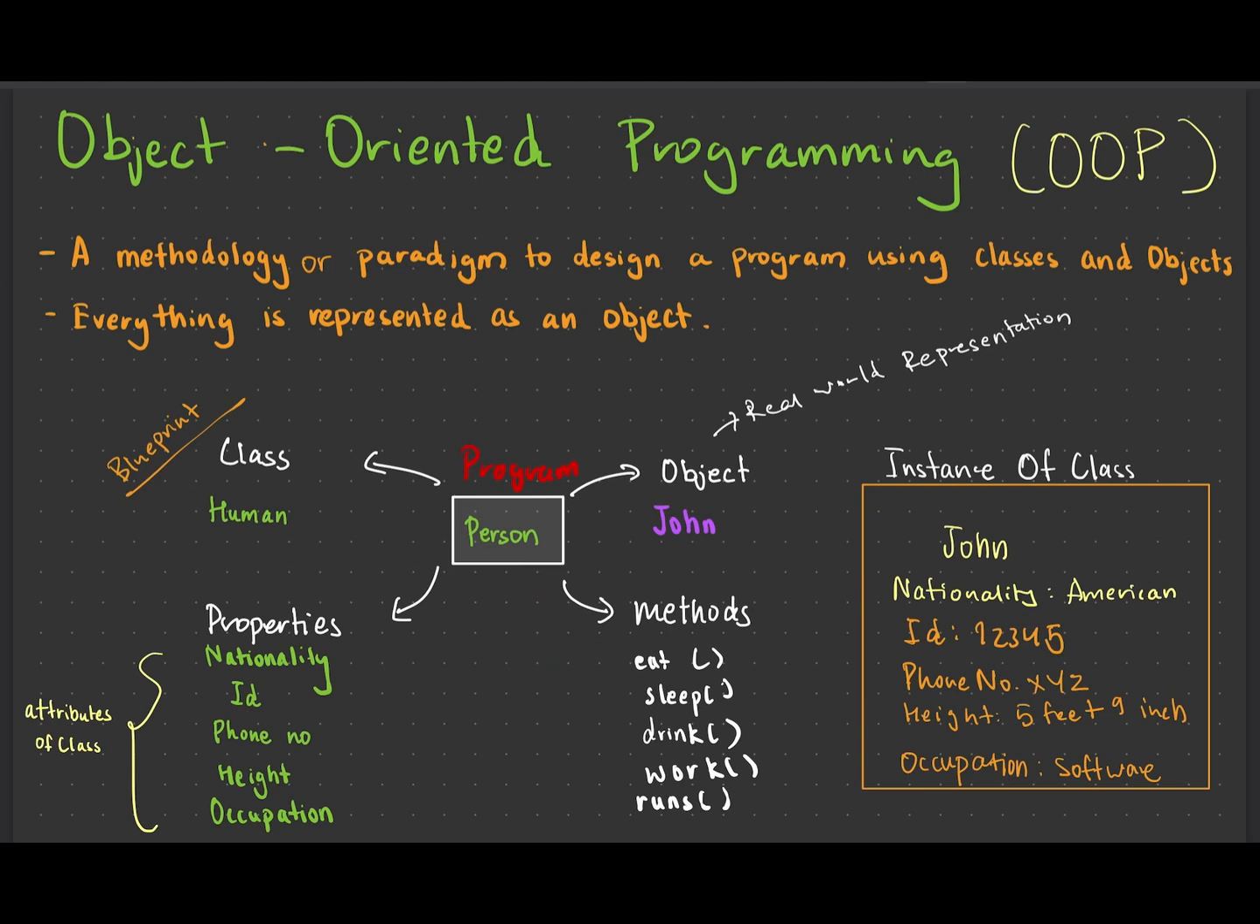So what is an object? An object is an instance of a class. While the class is a blueprint, the object is the actual thing based on the blueprint. For example, let's take the human class we just talked about. If we create an object called John, we can assign him specific values for the properties defined in the class.